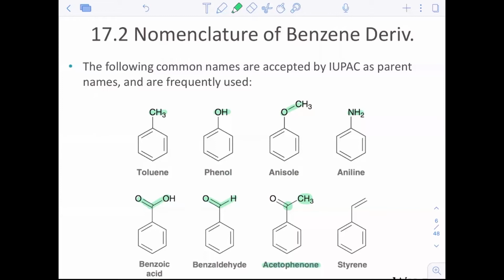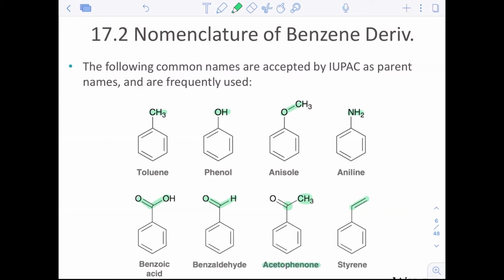The last one on this page is styrene. Styrene actually doesn't come from any functional group name. The term styrene actually comes because in 1839 it was isolated by a German apothecary who isolated the volatile liquid from the resin of the American sweet gum tree, whose Latin name is styriflua. He isolated this liquid and he called it styrol. So that's where we get the term styrene from.